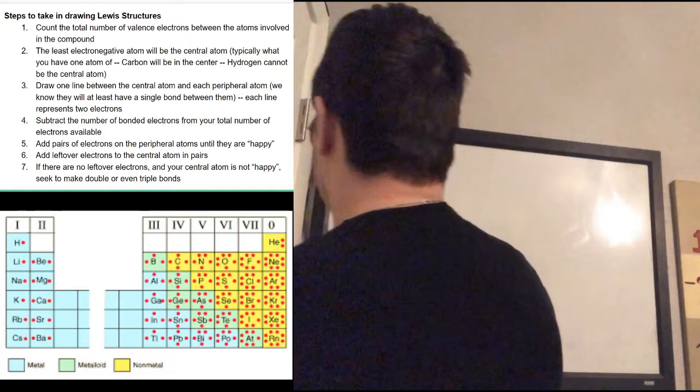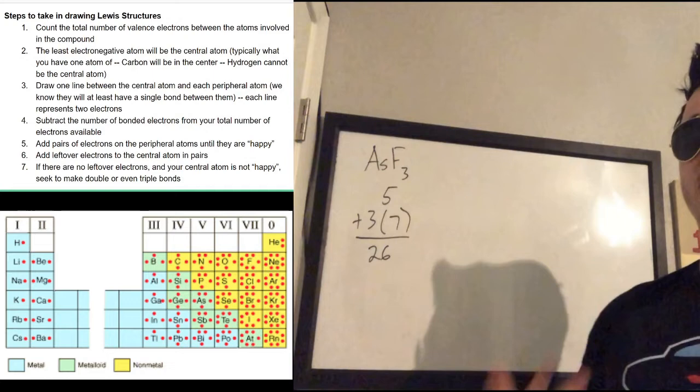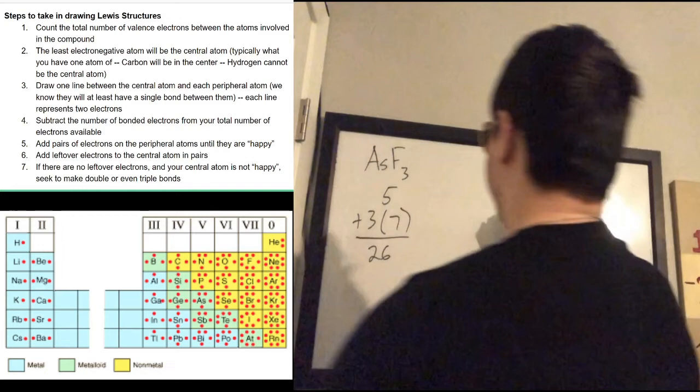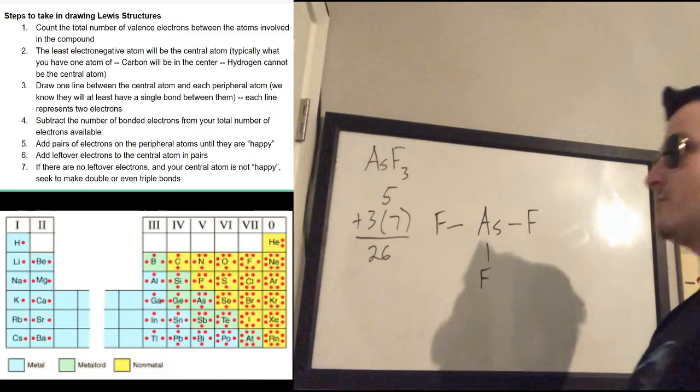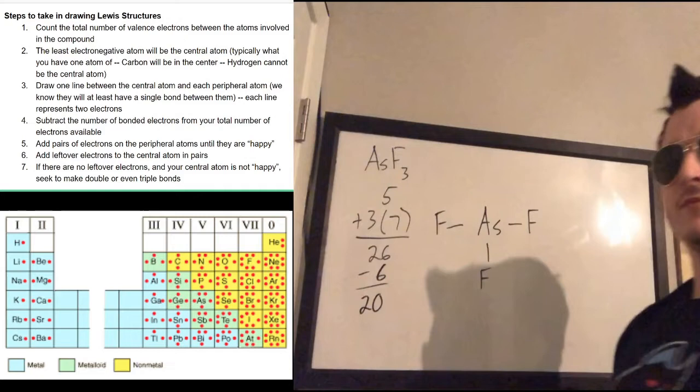As always, identify who your central atom is going to be. It is your least electronegative atom, or typically whatever you have one of, therefore arsenic is going to go in the middle. And there's at least a single bond between each of these atoms, so we're going to go ahead and knock that out of the way. By drawing 3 lines, 2 electrons apiece, we've just utilized 6 electrons. I have 20 left over.